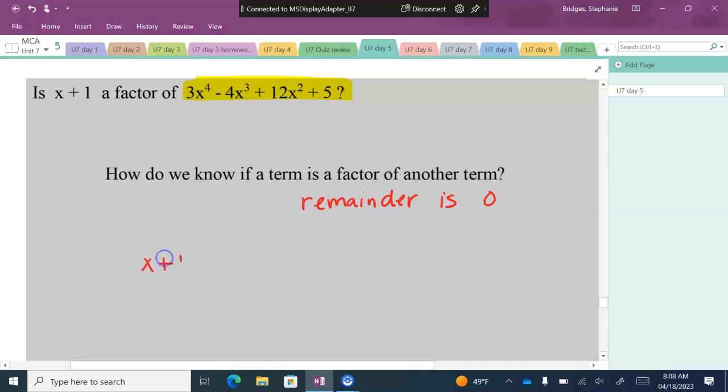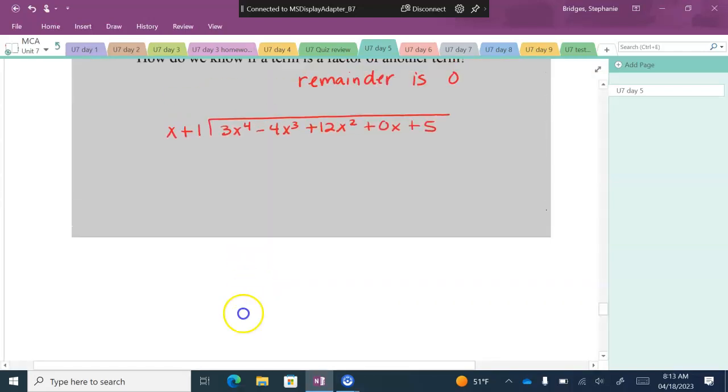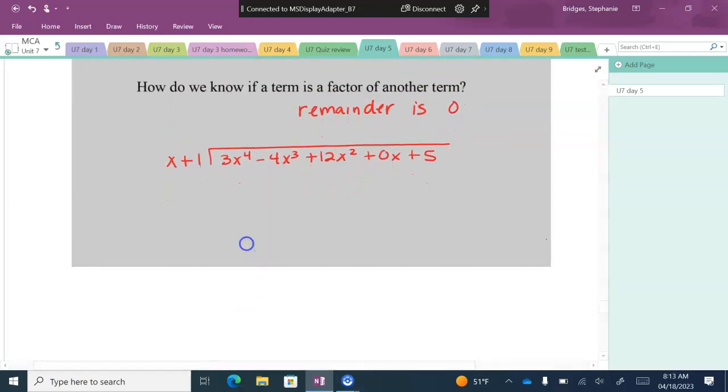So we're going to set x plus 1 out front. We're going to go 3x to the 4th minus 4x to the 3rd plus 12x squared. But because I don't have an x, what am I putting in there? 0, and then bring down that 5. So what I want you to do is take a couple of minutes and divide it out. If your remainder is 0, your answer is going to be yes. Well, there we go. What do you think, yes or no?